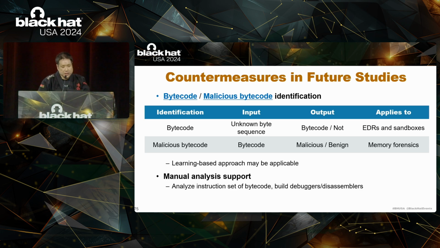The second is malicious bytecode identification, which additionally determines whether bytecode is malicious or not. This identification even applies to security products that statically analyze artifacts, such as memory forensic tools. And to support manual analysis, we have to analyze the instruction set of bytecode and build debuggers and disassemblers. So these may be achieved by learning features of known bytecode, but it is still a future research issue.